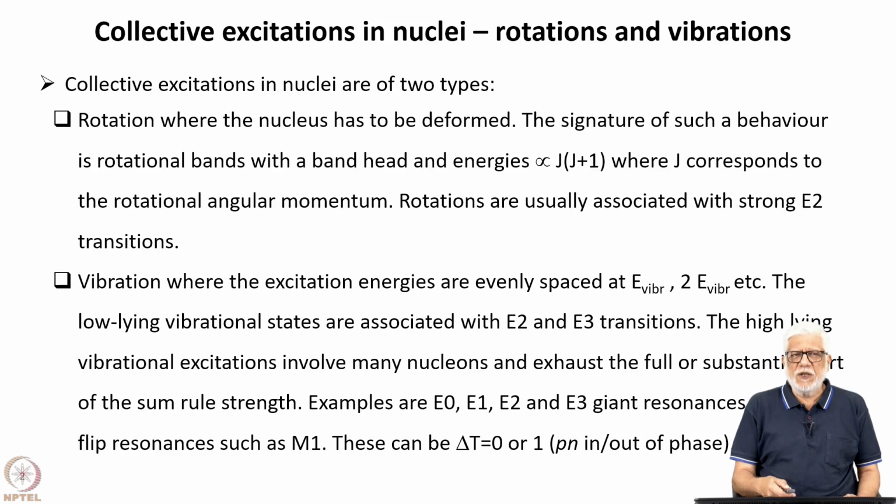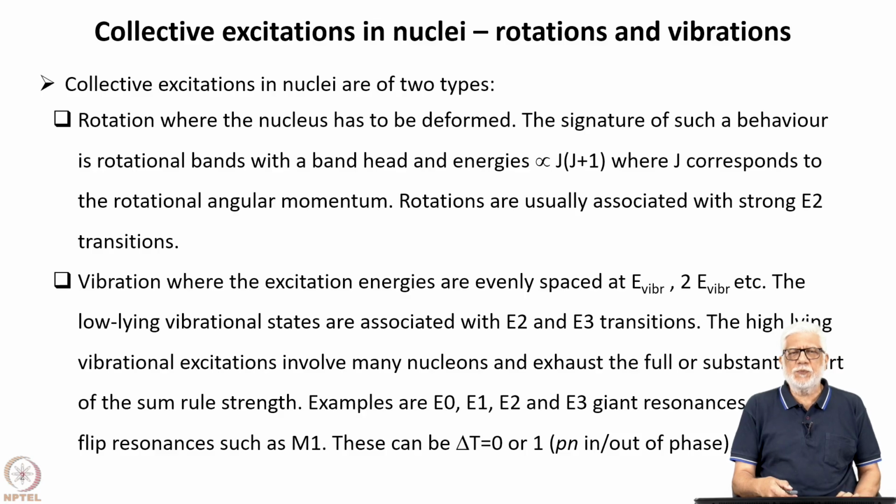The signature of such a behavior of a nucleus rotating collectively is that you have a rotational band with a band head, and the energies are roughly proportional to J times J plus 1, where J corresponds to the rotational angular momentum. Of course, you can build this on intrinsic states, which are single particle states, in a prolate nucleus or an oblate nucleus. And these rotations are usually associated with strong E2 transitions.